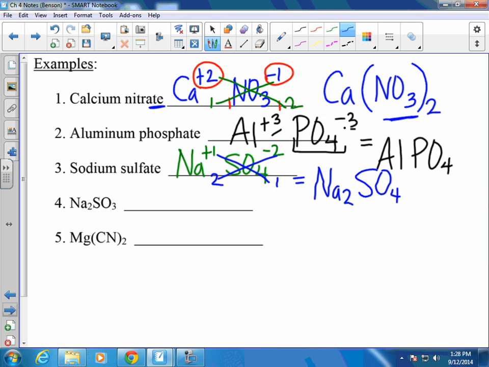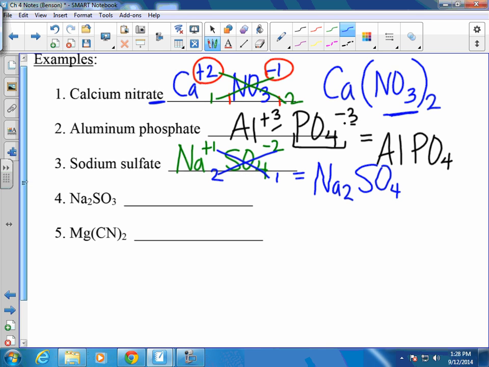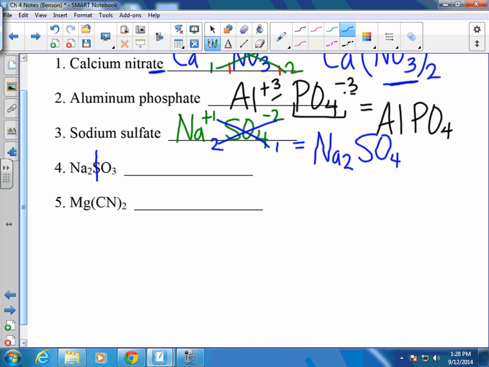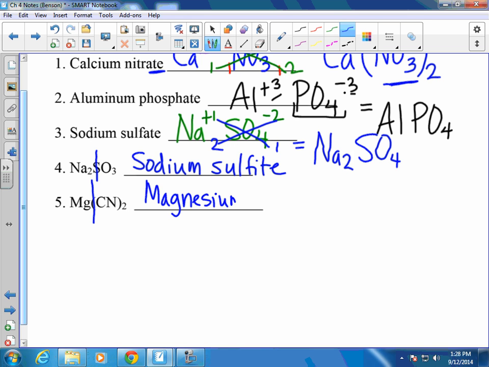And then going in the opposite direction is actually a lot easier. You're still going to separate into its cation and anion, but you can see that sodium is not a transition metal, so I just write down the first name, sodium, look up SO3, and that is sulfite. Magnesium, again, is not a transition metal, so it's just going to be magnesium. Cyanate, sorry. 2 elements together, so it has an -ide.